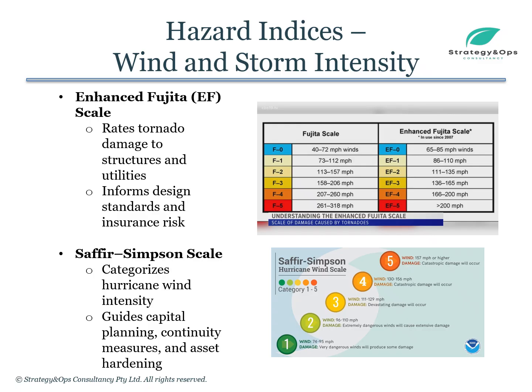An EF0 tornado may break branches or damage shingles. An EF5 tornado can level well-built homes and toss vehicles long distances. These ratings help improve warning systems and guide wind-resistant building standards.